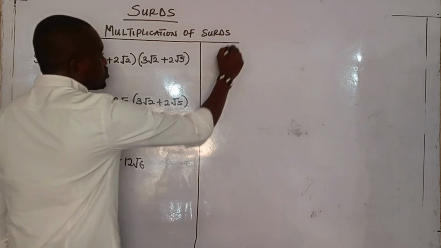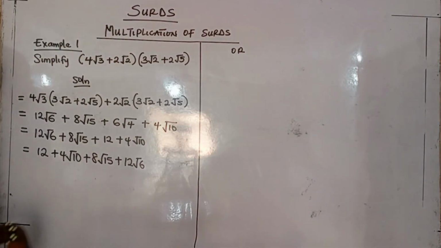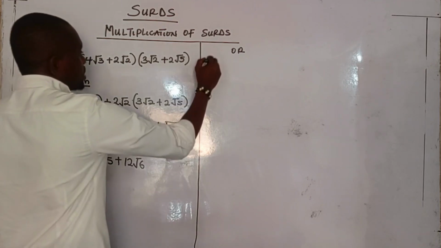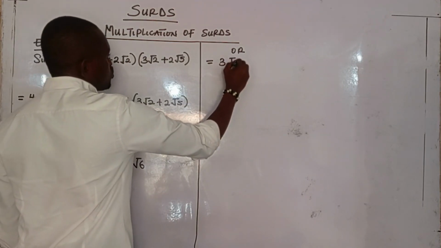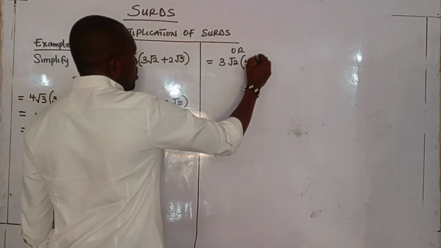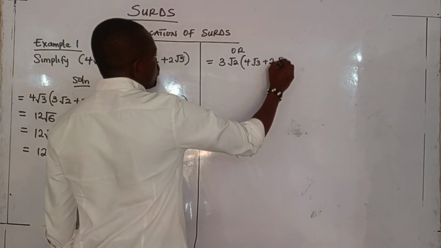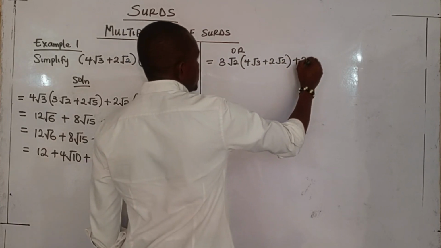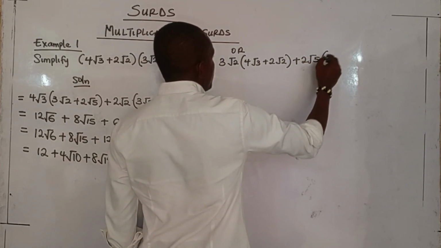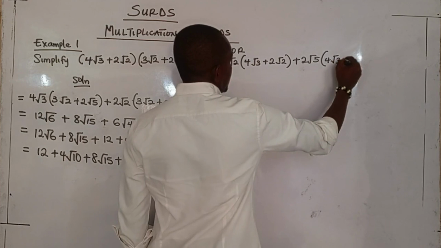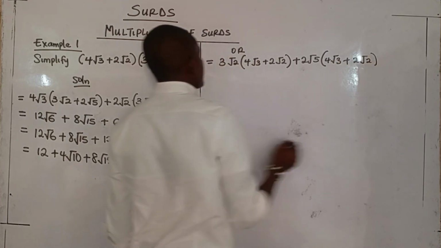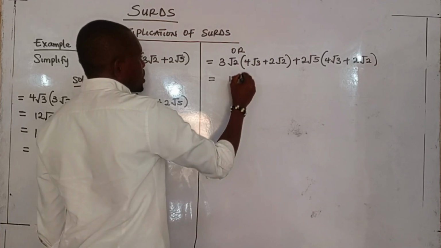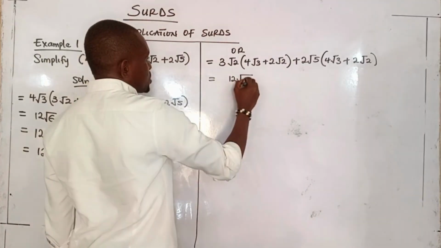Another way you can go about it is, in this case, let us use the second bracket to multiply the first bracket. You see that we are going to get the same answer. So we are going to have 3 root 2 times 4 root 3 plus 2 root 2. Then plus, in the second bracket, the second number is 2 root 5, times 4 root 3 plus 2 root 2. So if we multiply, 3 times 4 will give us 12, then root 2 times root 3 will give us root 6.